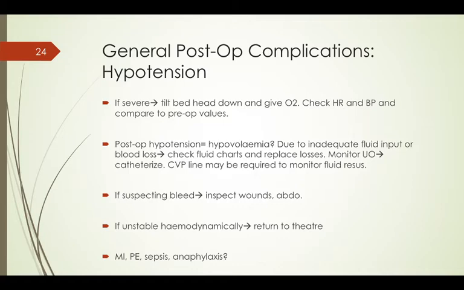need a central line. If you're suspecting a bleed, good place to check would be the wound itself, or having a palpation of the abdomen if that's where the surgery happened. If they're unstable hemodynamically, obviously do your normal A to E approach, liaise with theatres and get them back in. And then other causes that may not be related to fluids or blood loss may include MI, PE, could be sepsis or anaphylaxis, perhaps to the anaesthetic agents or the antibiotics they've been given.